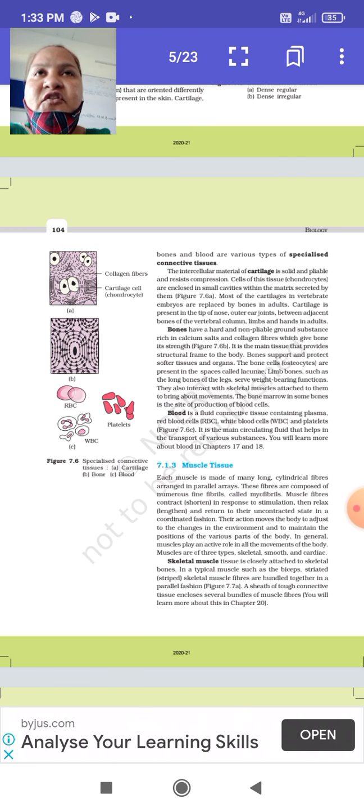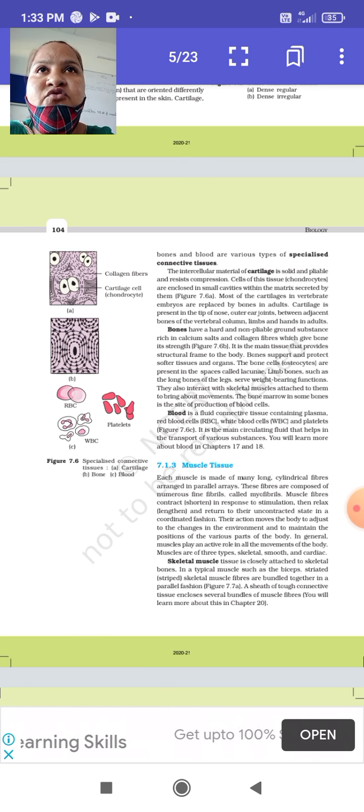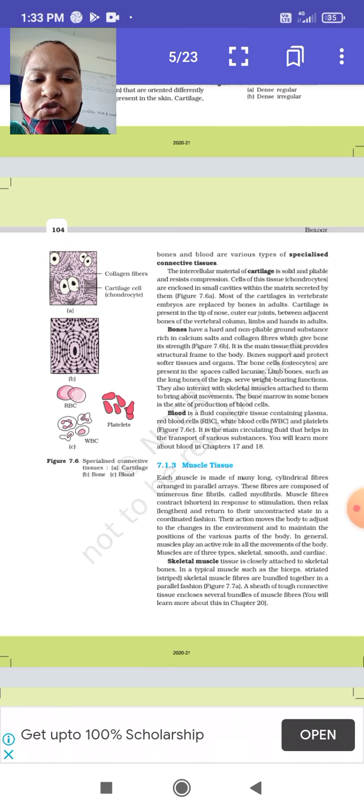You know RBCs का फॉर्मेशन कहाँ होता है, बोन मैरो के अंदर. आपने देखा होगा जो अपनी बोन होती है उसके अंदर वाइट जो बिल्कुल सॉफ्ट सा मैटर होता है उसको हम बोन मैरो कहते हैं. Now muscle tissues.